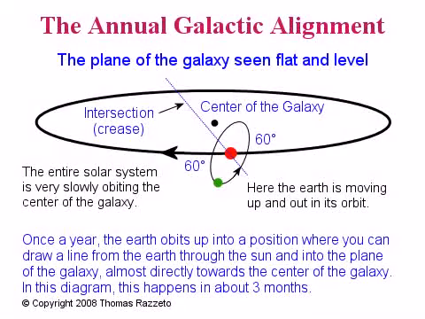Here you see that the plane of the galaxy intersects the plane of the Earth-Sun orbit at an angle of 60 degrees, 30 degrees shy of straight up from the plane of the Earth-Sun orbit. This angle never changes. As you can see, once a year, the Earth orbits up into a position where you can draw a line from the Earth, through the Sun, and into the plane of the galaxy, almost directly towards the center of the galaxy. This is the annual galactic alignment.